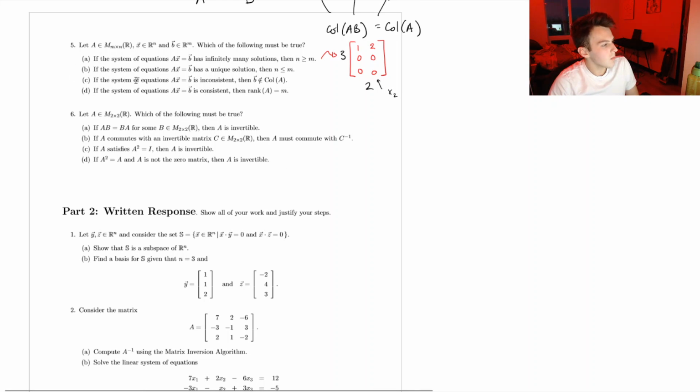5b, if the system of equations Ax equals b has a unique solution, then n must be less than or equal to m. So for b, we know that this is true, because if n was greater than m, that's like saying we have more variables than equations, which means that anything where n is not equal to or less than m is going to have a parameter. So this has got to be true.